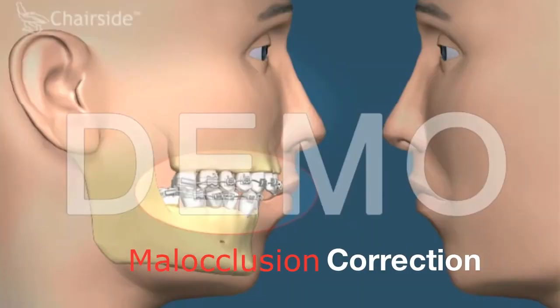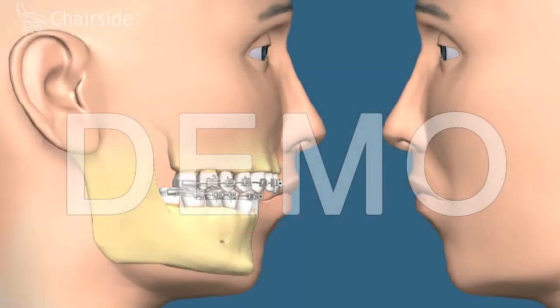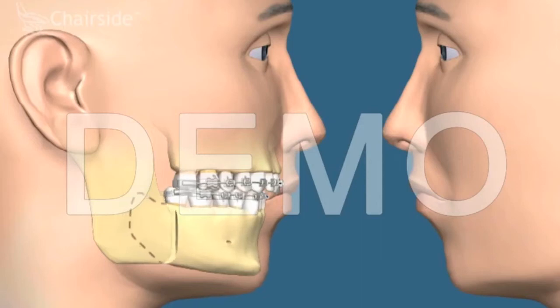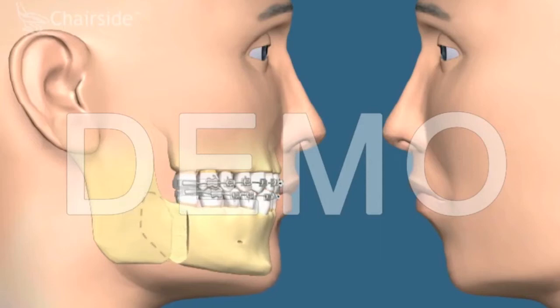First, braces are placed to move the teeth into the positions required. Then the mandible or bottom jaw is cut at an angle. It is then moved forward to the desired position. The jaw is then secured in place by bone screws.